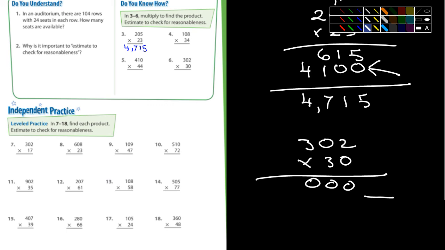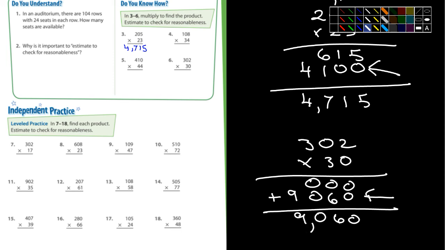You still need to put a little placeholder 0. And then the first thing you do is 3 times 2 is 6. 3 times 0 is 0. Still have to put something down. Don't just leave it blank. And then 3 times 3 is 9. We're adding those up. You want to keep things lined up. 0 and 0. And then 6. And then 0 and 0. And then 9. And so there's the answer to number 6. That was 9,060.